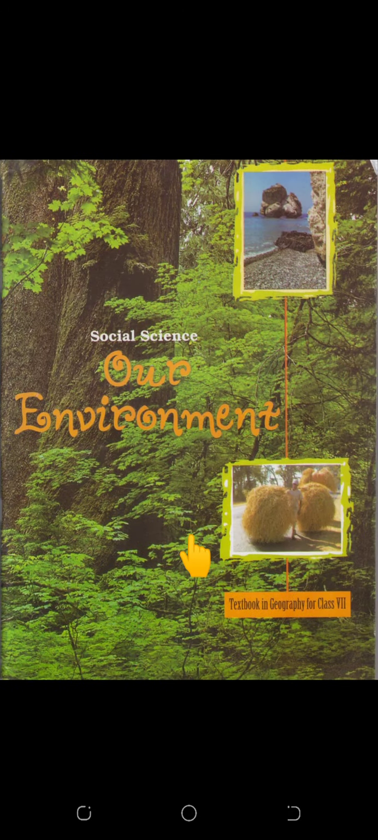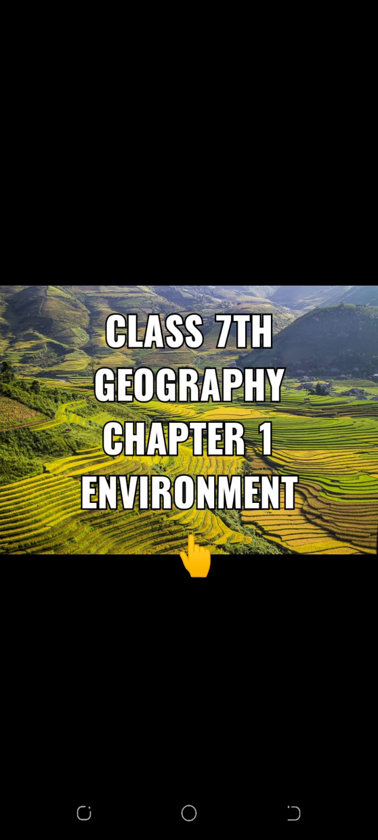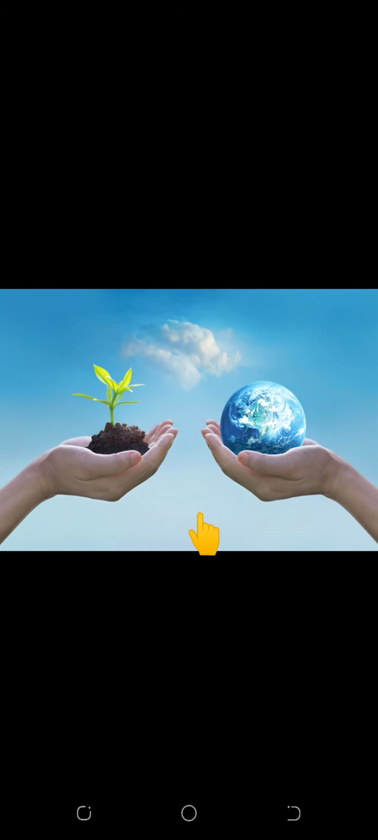Today we are going to start with the first chapter of geography called environment. We have heard this word many times, right? But today we will understand its actual meaning. Environment is our basic life support system. It provides the air we breathe, the water we drink, the food we eat, and the land where we live.